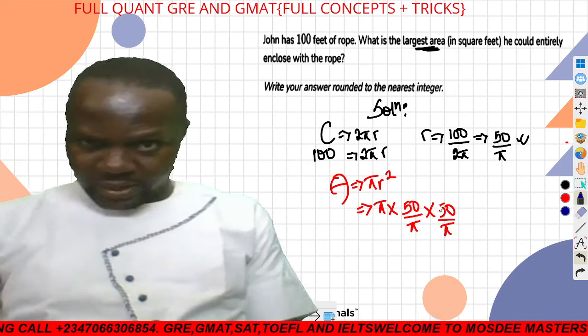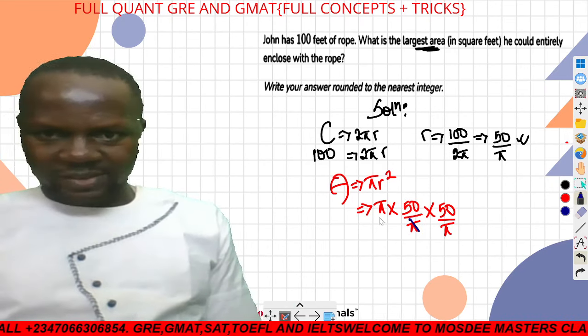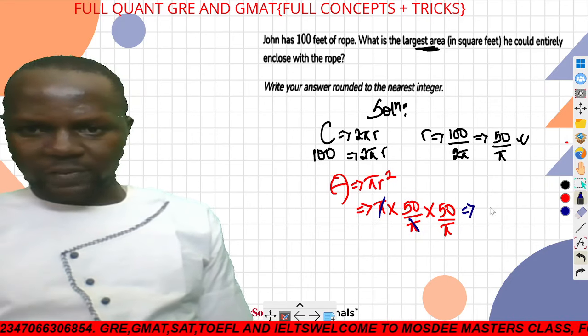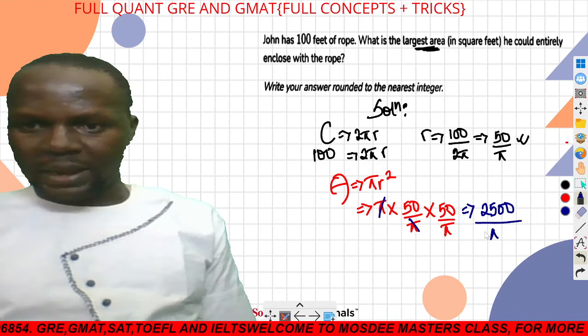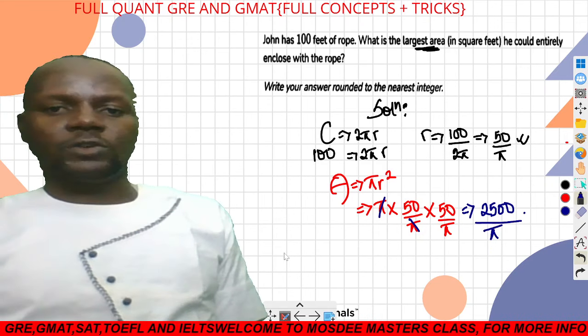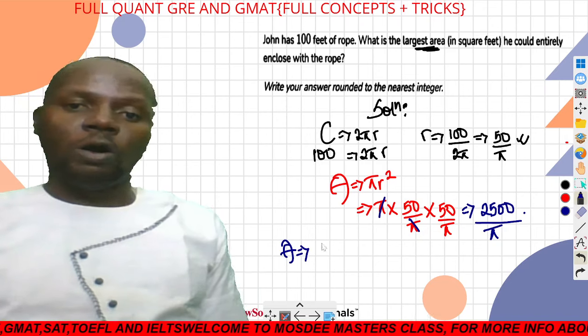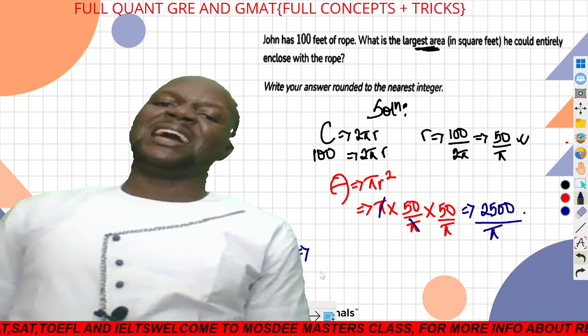On simplification, one pi gets cancelled out. 50 times 50 is 2500, so we say 2500 divided by pi. That is my answer. I'm just going to take pi as 3.14, and I'm going to leave my answer to the nearest whole number.